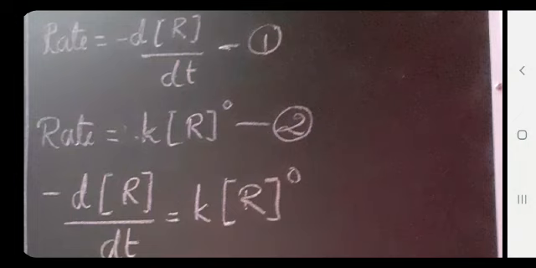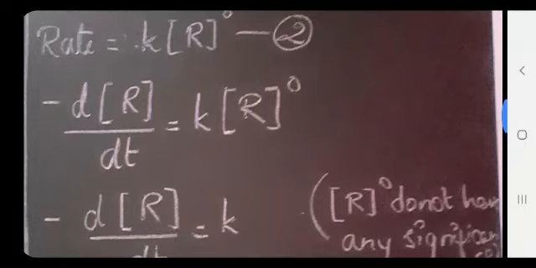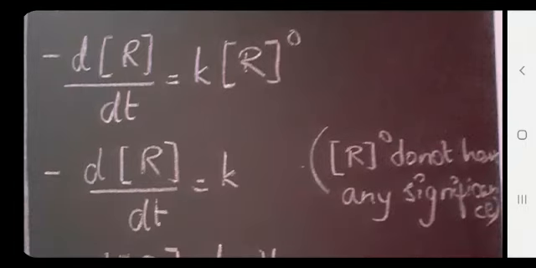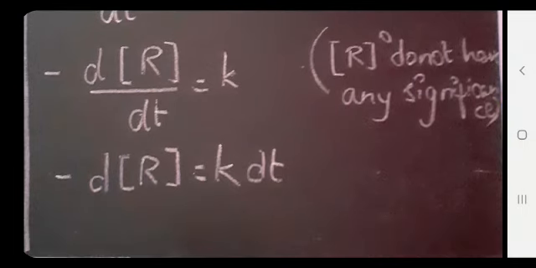By taking both together, we get minus d[R]/dt equals k[R]^0. Here R to the power 0 is 1, so it can be cancelled. So this can be written as minus d[R]/dt equals k. By shifting dt to the other side, we have minus d[R] equals k dt.